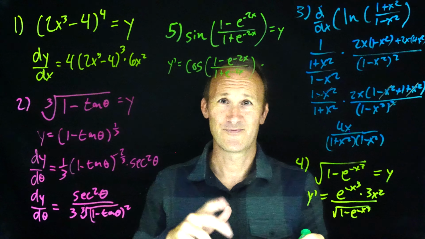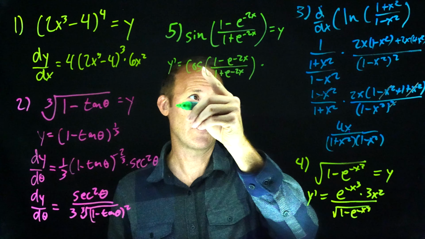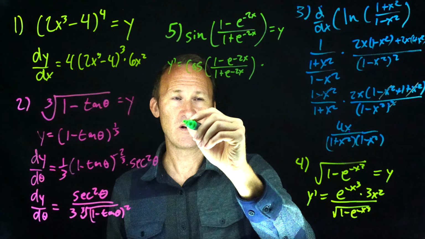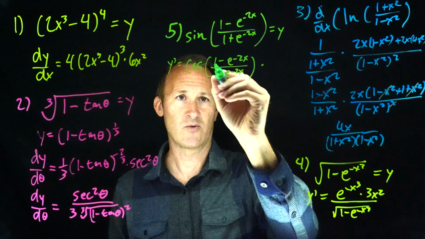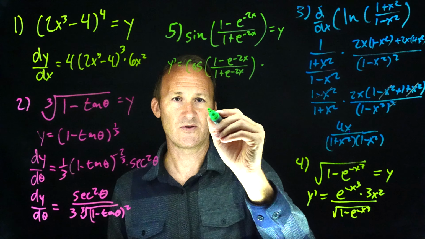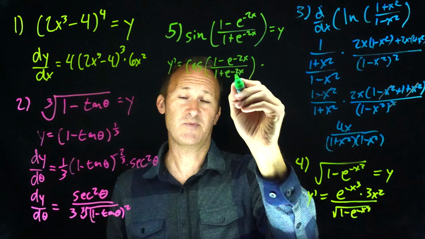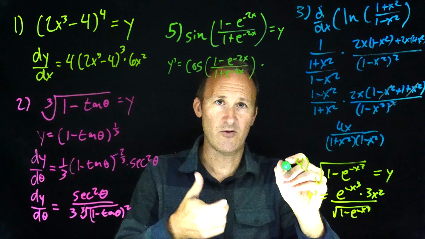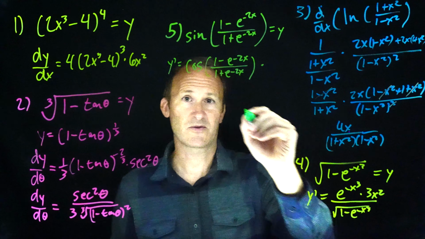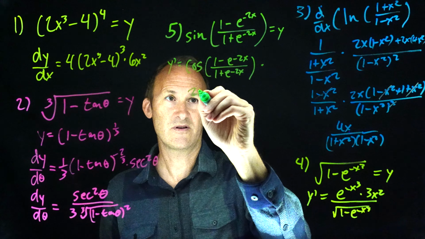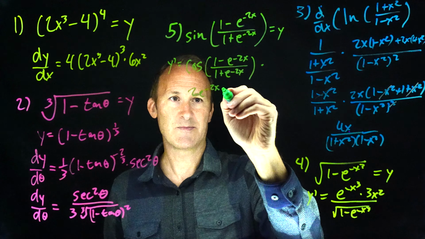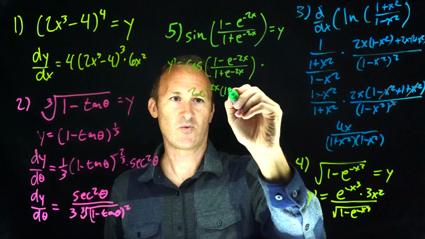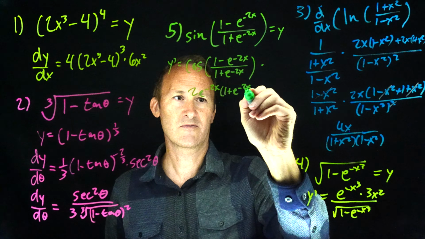Quotient rule, we've got to do both. So what's the derivative of the numerator? It is simply the derivative of the second term, right? The 1 is 0, and that's going to be like -e to the -2x times a -2. So it's going to be 2e to the -2x times the denominator, which is 1 plus e to the -2x.